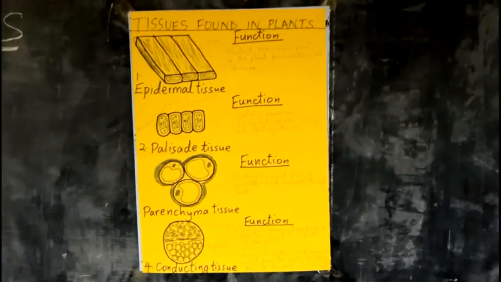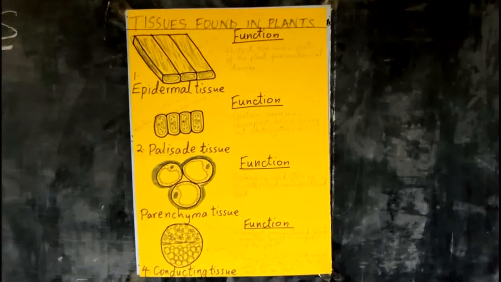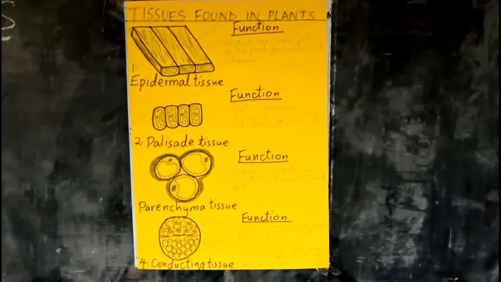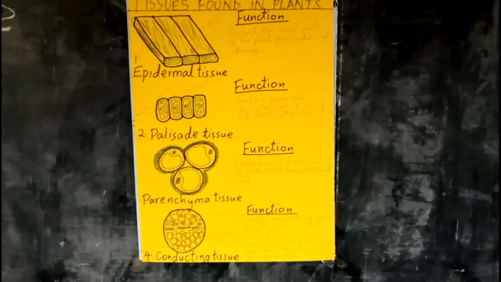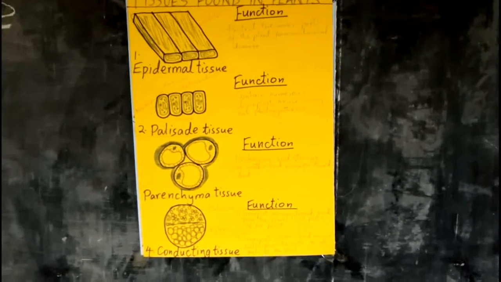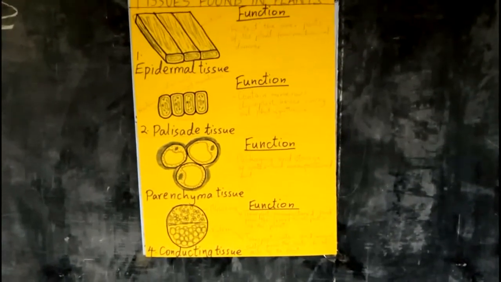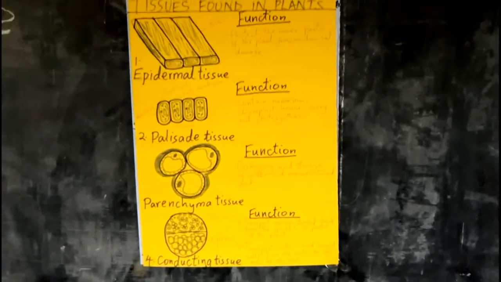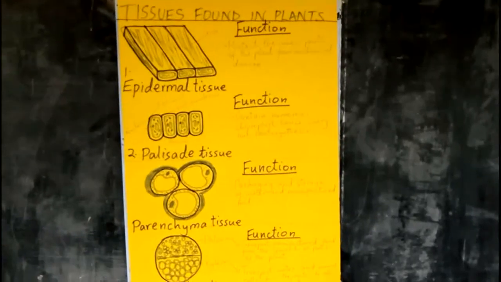Here are the 4 tissues that are found in the plants. The first one is the epidermal tissue. The second one is the Palisade tissue. The third one is the parenchyma tissue. And lastly, conducting tissue. You can call it conductive tissues. Let us now check on them.